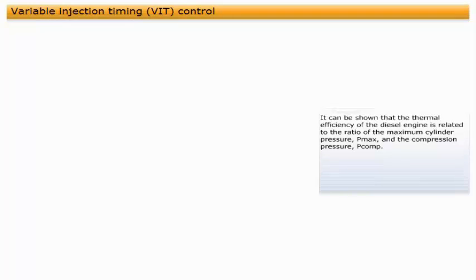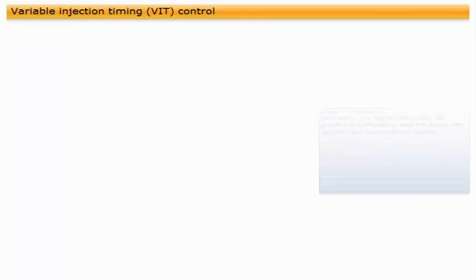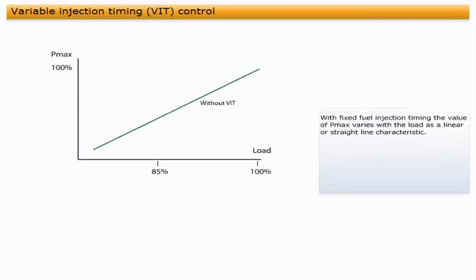With fixed fuel injection timing, the value of Pmax varies with the load as a linear or straight line characteristic. The maximum value of Pmax is limited by the strength of the combustion chamber components, whereas the minimum value for Pcomp is limited by the need to achieve sufficient compression temperature to ignite the fuel.